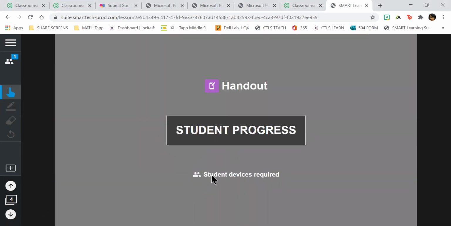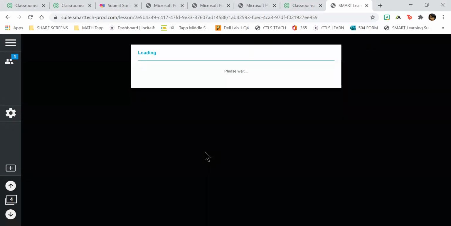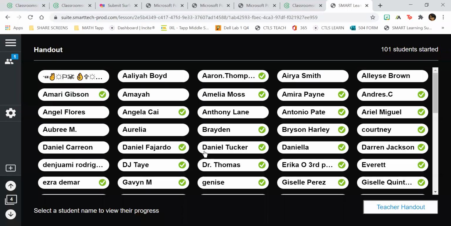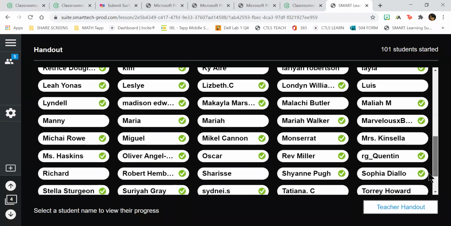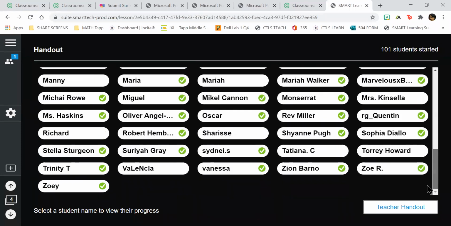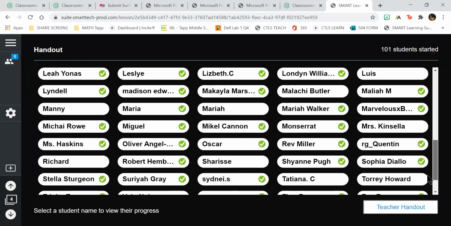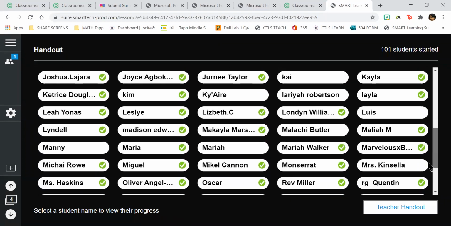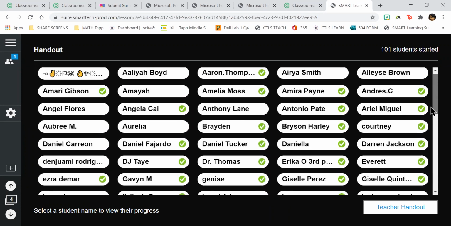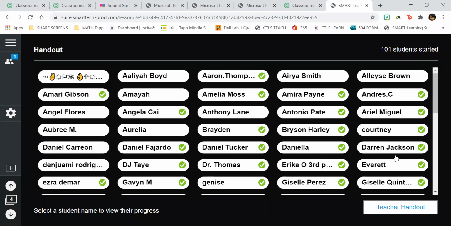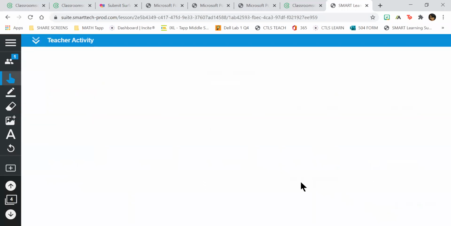And this is, let's see, it's going to load up. I'm going to pick, let's see, I think I did one too. At least I thought I did. Maybe I didn't. But let's see, teacher handout.